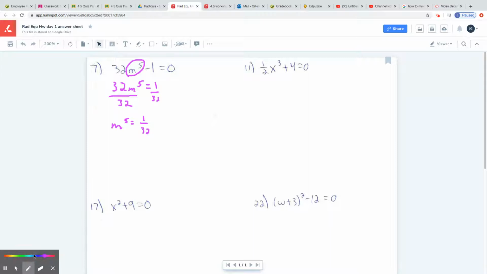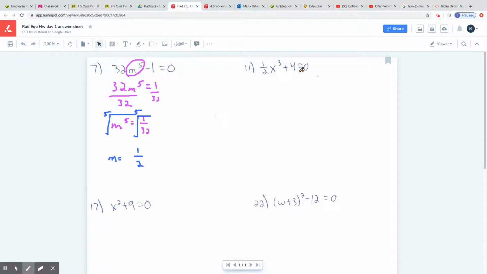Now, to get rid of the 5th power, I take the 5th root. So I get m equals, now since it's an odd root, I don't do a plus or minus. Since it's positive here, my answer is positive. If it was negative, it'd be negative. The 5th root of 1 is 1, and the 5th root of 32 is 2. So my answer is 1/2.